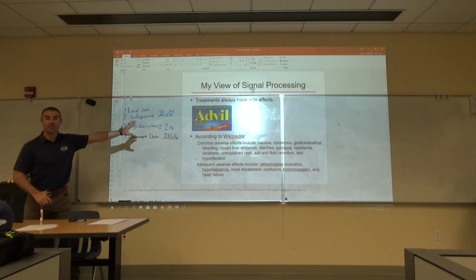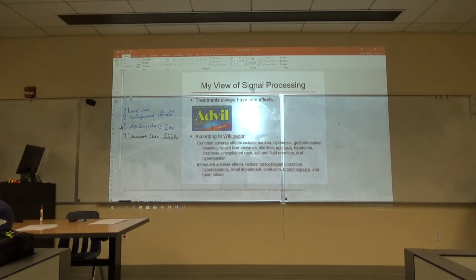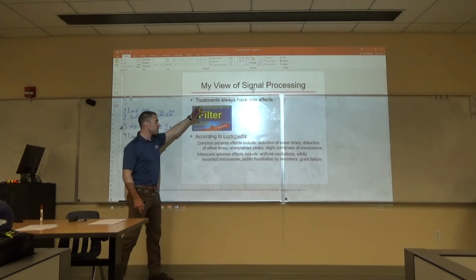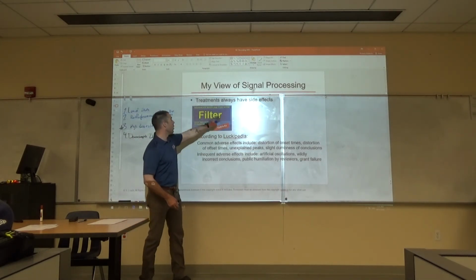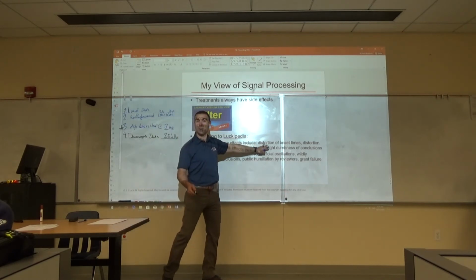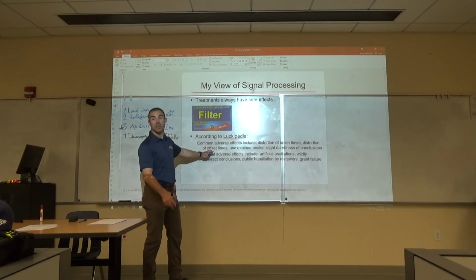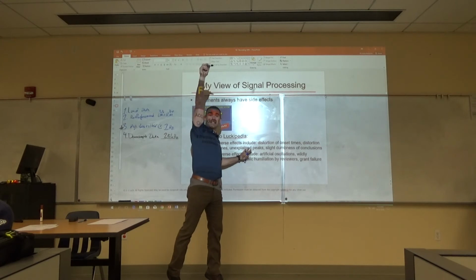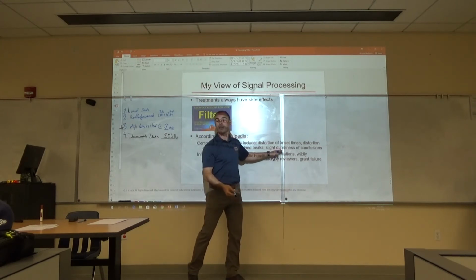Okay, so this is Dr. Luck's slide, because here's Dr. Luck's view on filtering. Okay, so according to Luckipedia, filters have some side effects too. Some of the common adverse side effects of filtering equal distortion of your onset times, distortion of your offset times. That is when events happen in our experiment. Unexplained peaks in the data. Slight dumbness of conclusions can occur as a common side effect of filtering. So what he's saying is sometimes when we filter, we can change the data, and it can give us some dumb conclusions that we make about the data on accident.